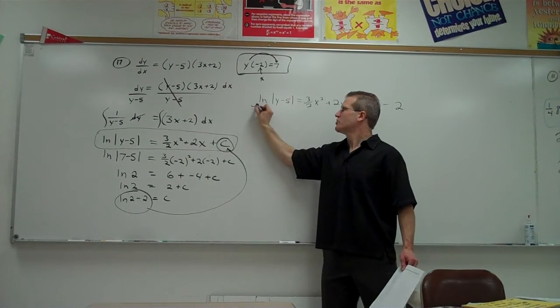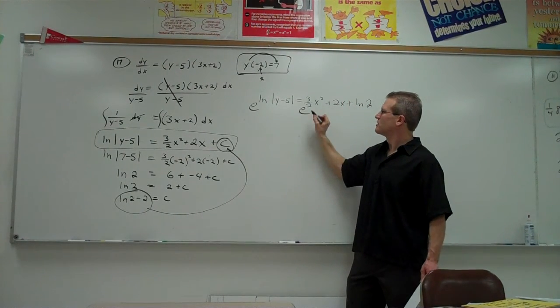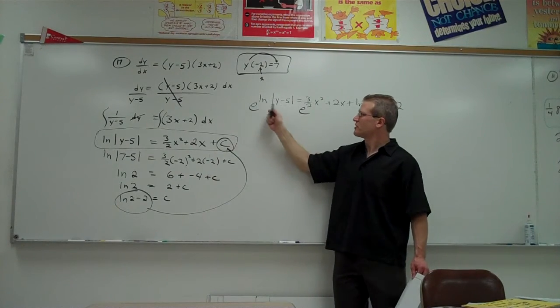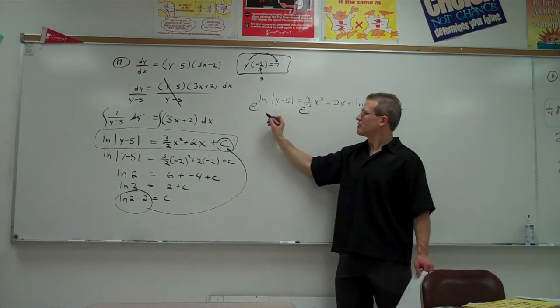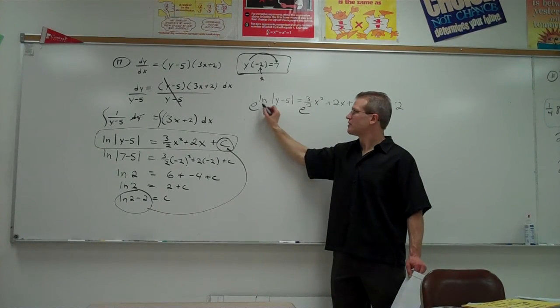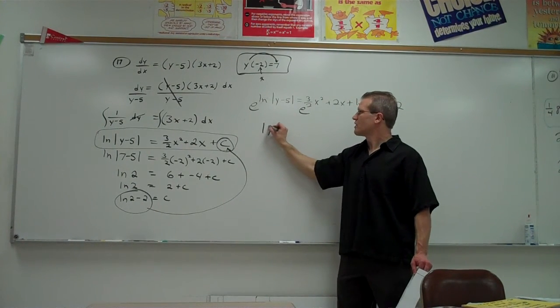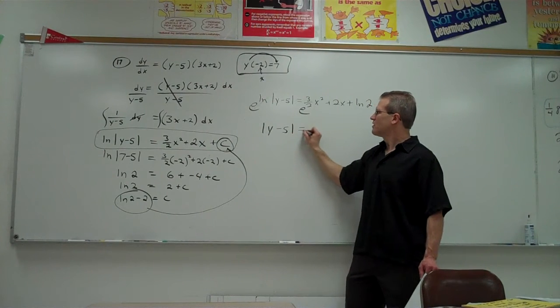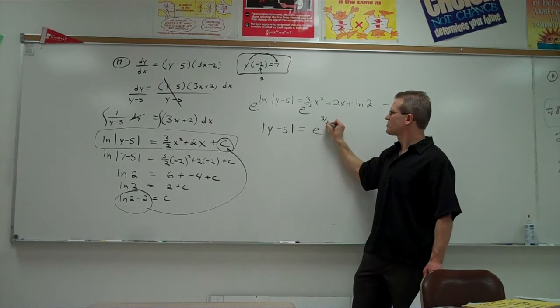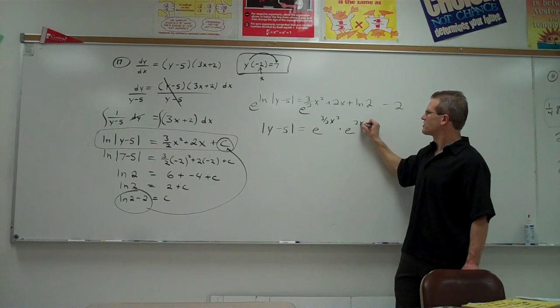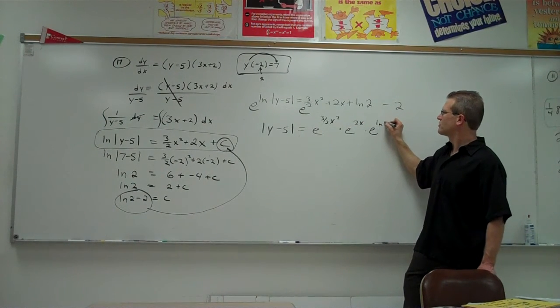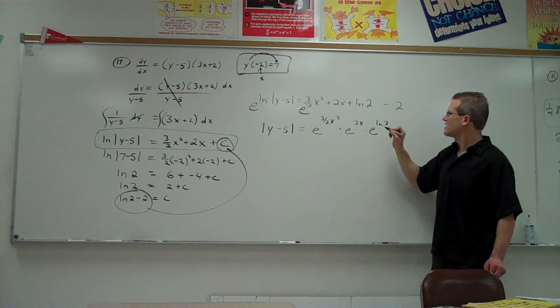Right, it's called exponentiating both sides. You put an e as a base underneath both of them. So it's e to this power equals e to this power. Then the e and the natural log undo each other. So you get the absolute value of y minus 5 equals e to the 3 halves x squared times e to the 2x times e to the natural log of 2 times e to the negative 2.